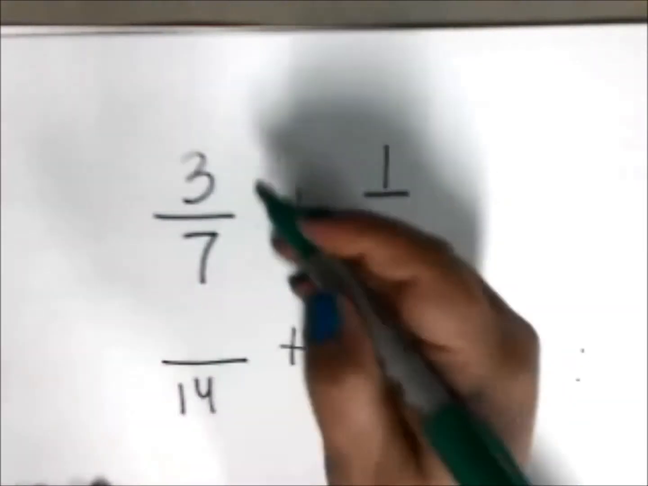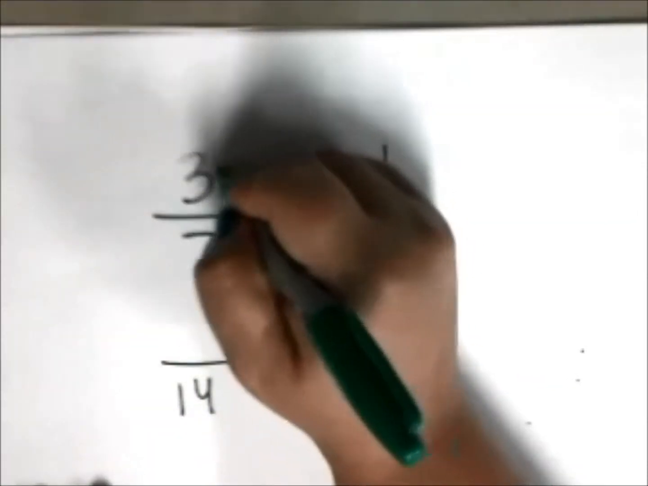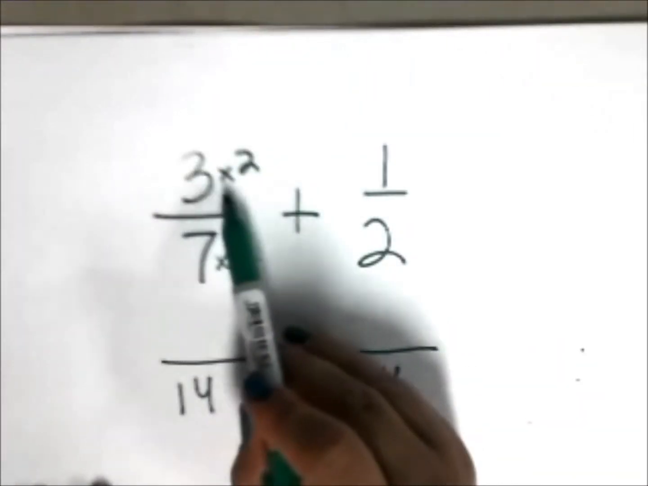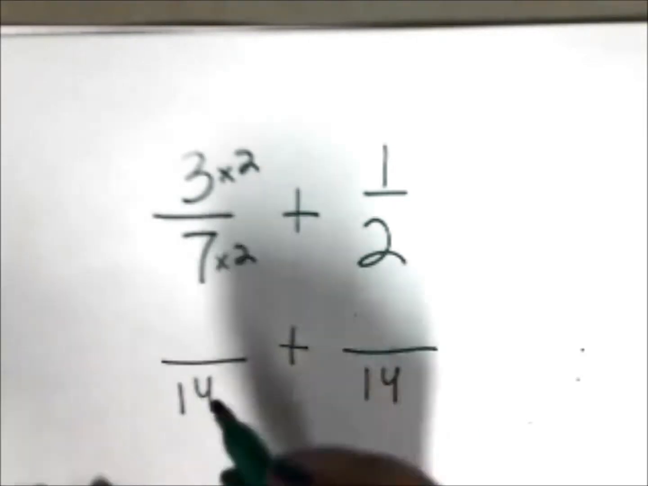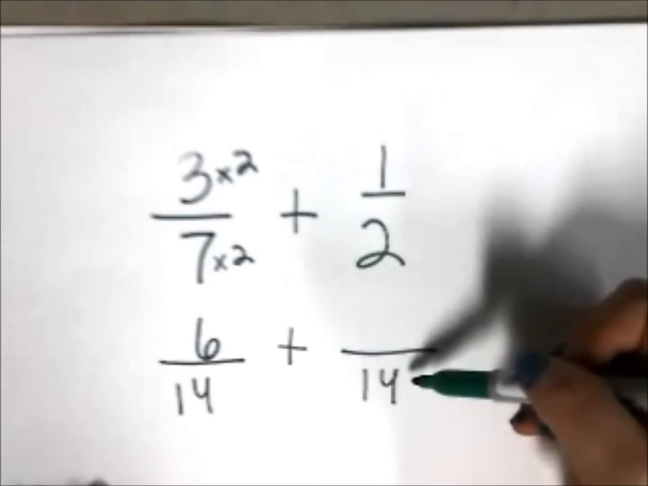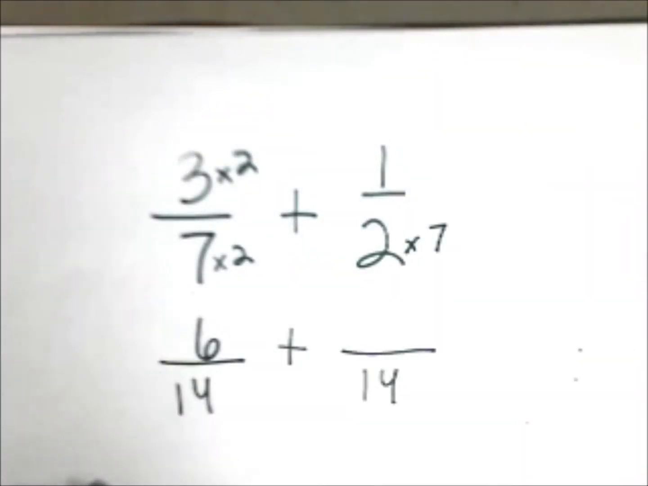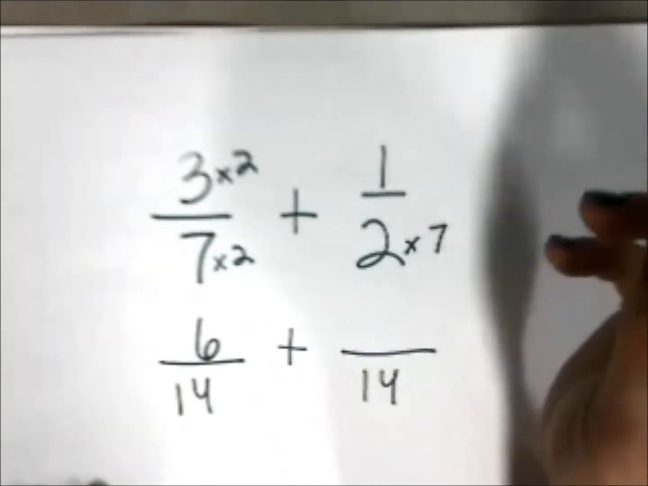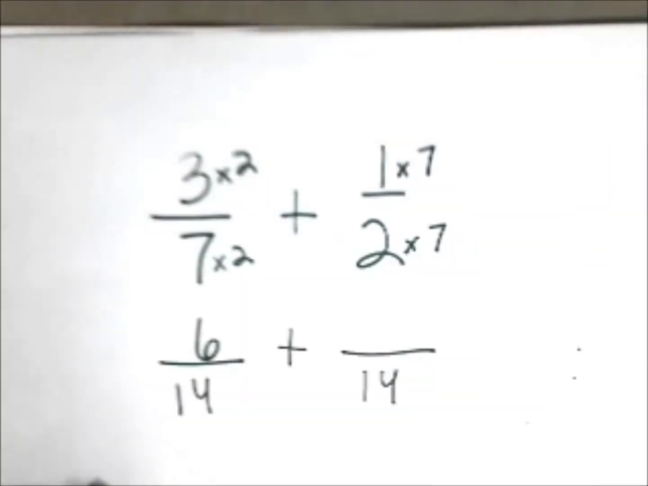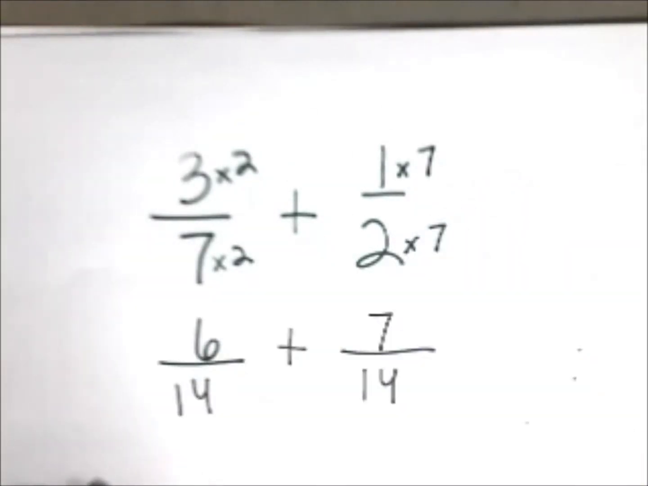So if I multiply the denominator by 2, I have to do the same thing to the top. And 3 times 2 will give me 6. Now, how did I get from 2 to 14? I multiplied by 7. Mr. Bouwman likes to call that crisscross multiplication, and what I do to the bottom, I must do to the top. And 1 times 7 is 7.